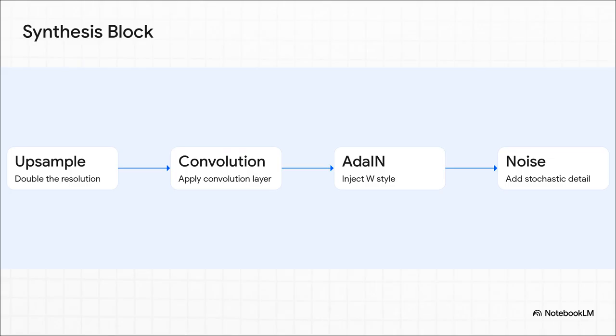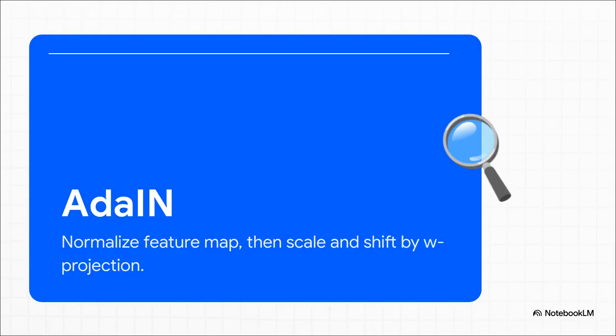Now, if we break down the complex math of the synthesis network, it reveals this surprisingly simple repeating recipe. Once we have our W vector, the model starts with a learned constant 4x4x512 tensor. Notably, that's not random noise. From there, it scales up the resolution, applies a convolution, injects our W style, adds some noise, and then just repeats. It keeps doubling the resolution over and over, going from 4x4 pixels all the way up to a crisp 1024x1024. Step 3 of that recipe is the true secret sauce, Adaptive Instance Normalization, or ADA-IN for short.